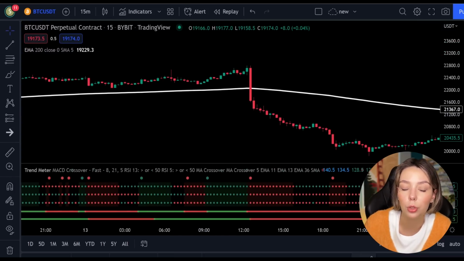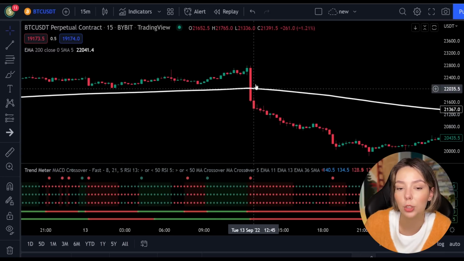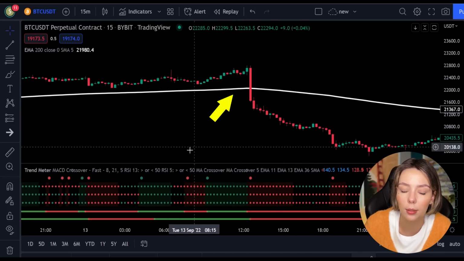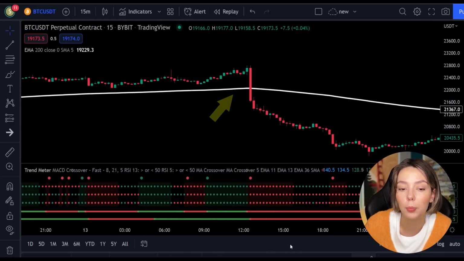Now the rules for a short trade: first of all, we want the price action to be below the 200 EMA line. All the rules for a short trade are going to be exactly opposite to the rules for a long trade.